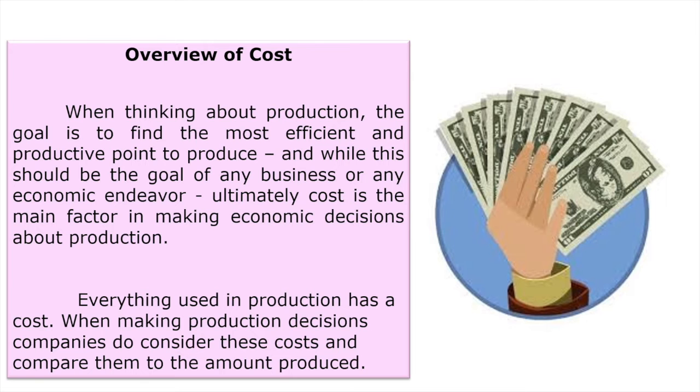In today's Nugget, we will review the types of costs. When thinking about production, the goal is to find the most efficient and productive point to produce. And while this should be the goal of any business or any economic endeavor, ultimately cost is the main factor in making economic decisions about production. Everything used in production has a cost. When making production decisions, companies do consider these costs and compare them to the amount produced.